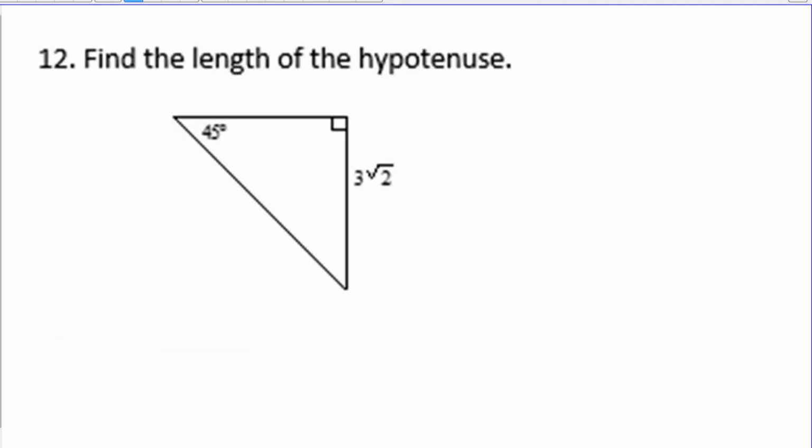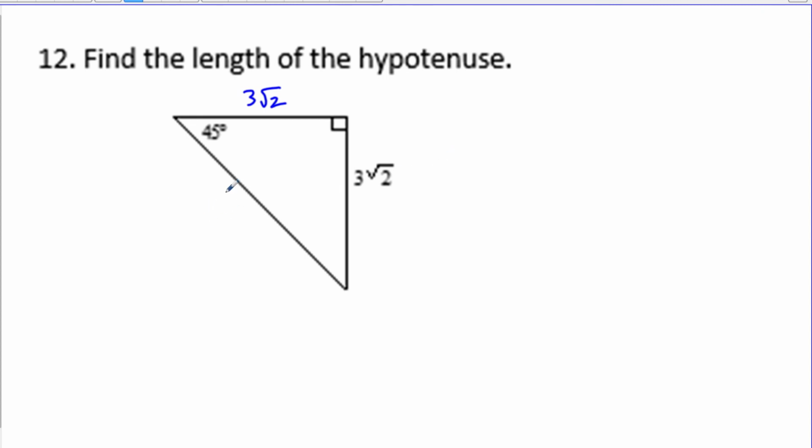I see a 45, 45, 90 special right triangle. So to remind you about the rules for those, we said in 45, 45, 90s, the legs are equal. So this one would also be 3 root 2. Let's try that again. 3 root 2. There we go.